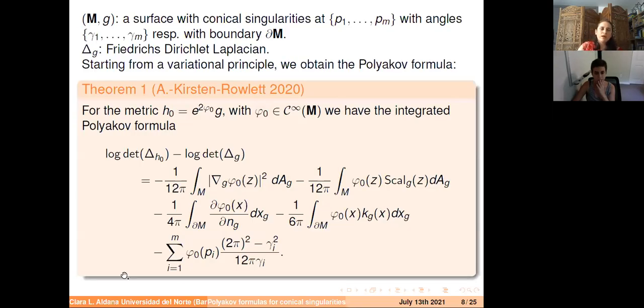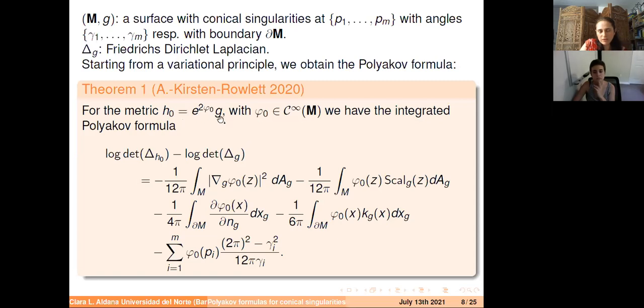So if we have these conical singularities at this point, we have the Friedrichs Laplacian, and the determinant of it is well defined. That follows from the work of several people who have worked with the asymptotics of the heat kernel and the heat trace on these surfaces. And starting from a variational principle, we obtain the following Polyakov formula.